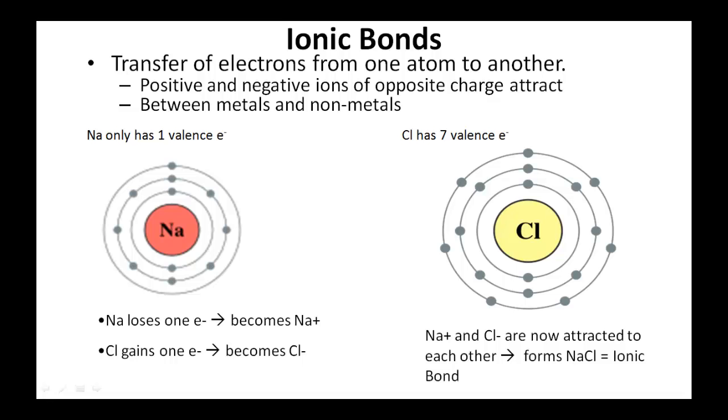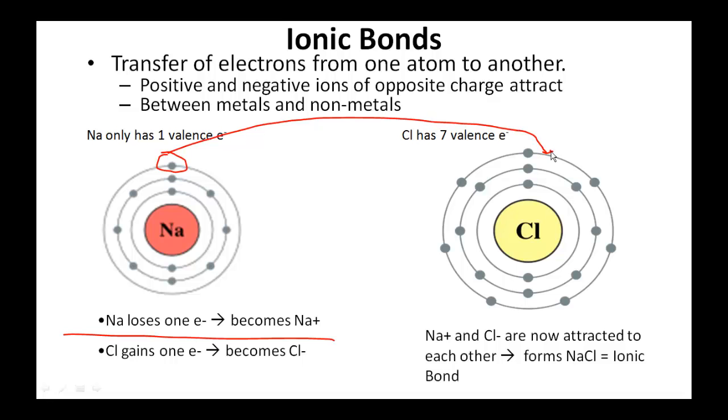Ionic bonds, again, it's the transfer of electrons from one atom to another. So here we have sodium and chlorine. Sodium has 1 valence electron. Chlorine has 7 valence electrons. As part of the transfer, the sodium loses an electron. So that electron goes over to here.